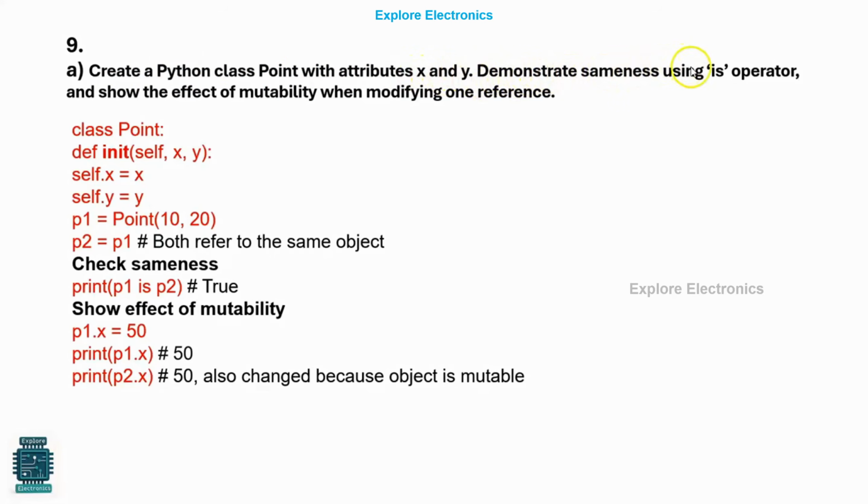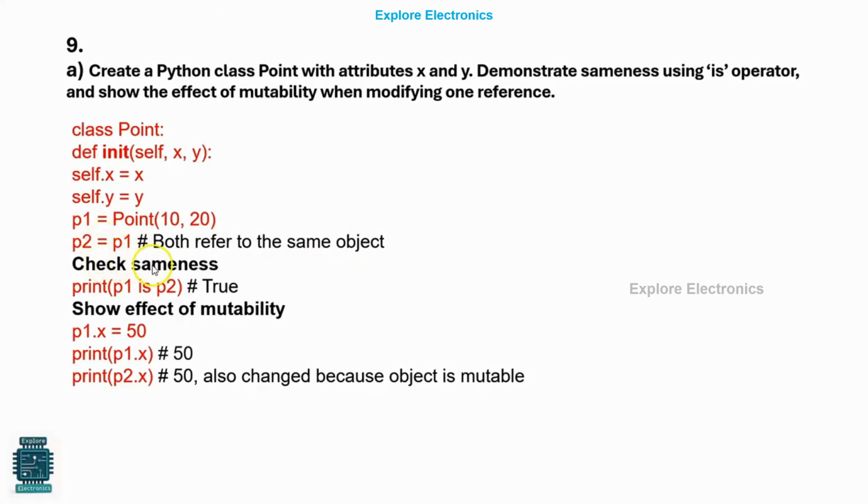Demonstrate the sameness using the is operator and show the effect of mutability when modifying one reference. Here we have to create a class Point with the attributes x and y defined in __init__: self.x is equal to x, self.y is equal to y. Here p1 refers to Point(10, 20). Okay, I am taking the values 10 and 20. p2 is equal to p1. Here both refer to the same object.